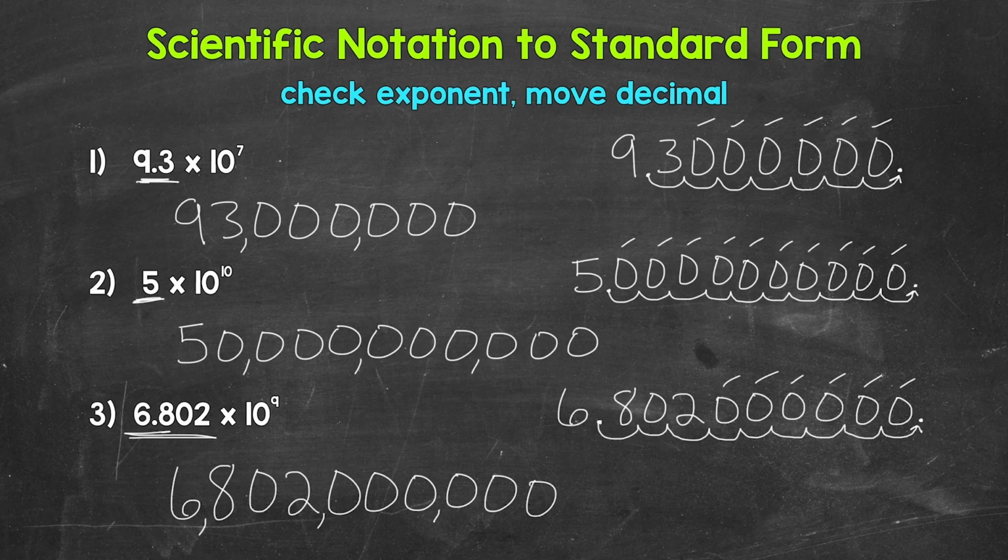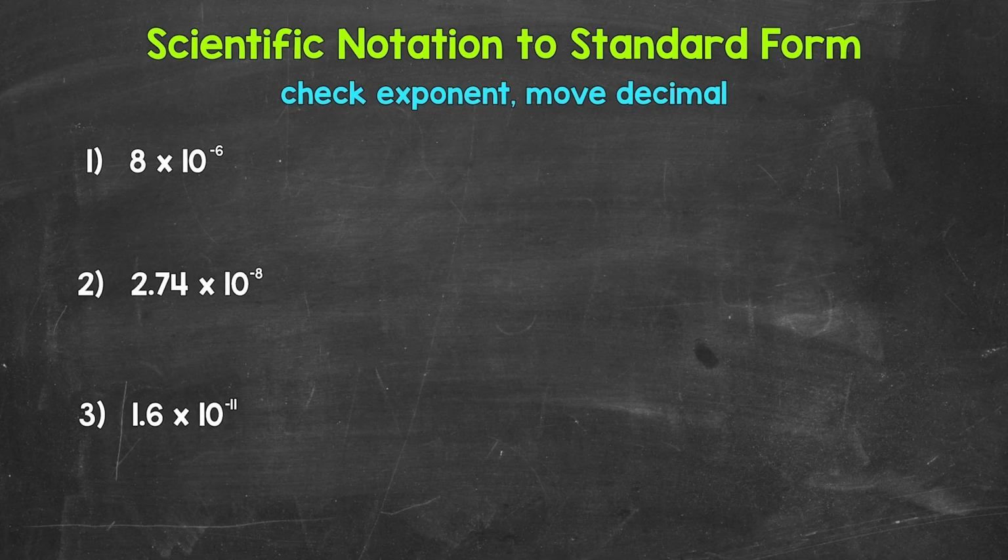Let's move on to our negative exponent examples. Here are our negative exponent examples. Let's jump into number 1, where we have 8 times 10 to the negative 6th power. Let's write this in standard form. We'll start by writing 8 off to the side. So we're taking what's to the left of the multiplication sign.